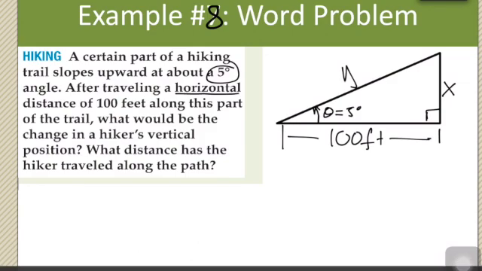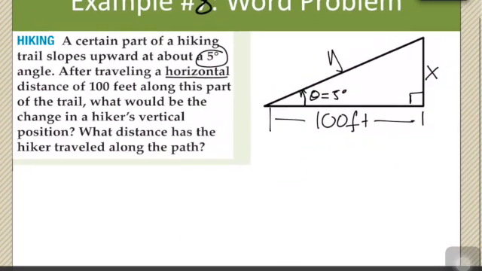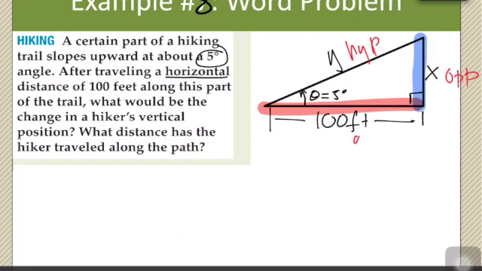Let's go ahead and create our first equation. So our first equation is going to be to solve for the x. So let's look at what's given, right? I'm given the horizontal distance here is 100. And I want to find this side x. So let's go ahead and label our sides. We know this is the hypotenuse. I know this is going to be the opposite, and this is the adjacent. So what uses opposite and adjacent? Well, that has to be tangent.